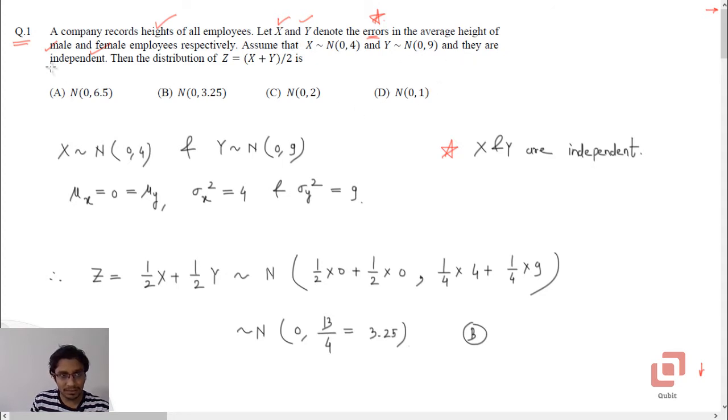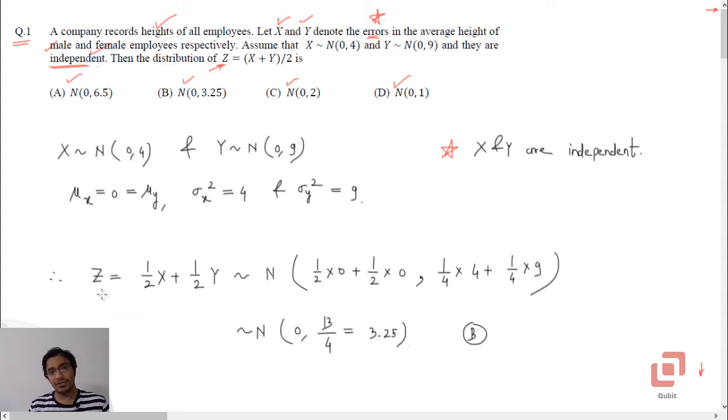Now this particular part of the problem is important because it is going to simplify a lot of things. They are independent. Then the distribution of Z, another random variable given by (X plus Y) upon 2 is, and we have 4 options. All of them are normal distributions with 0 mean but different values of variance.